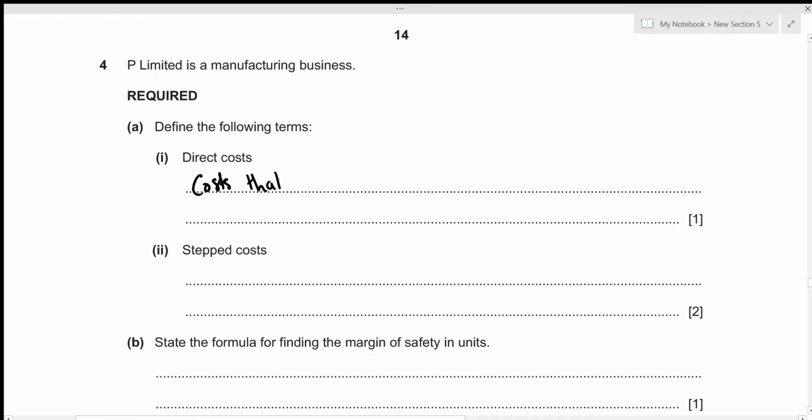So these are the costs that can be directly associated to the production of goods or services.